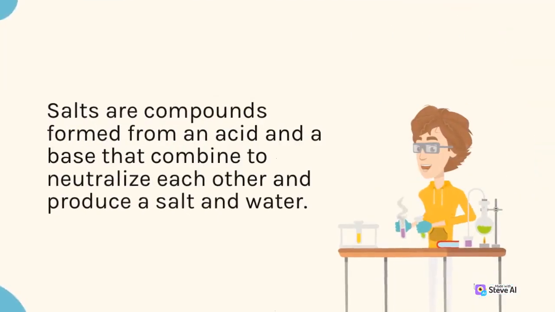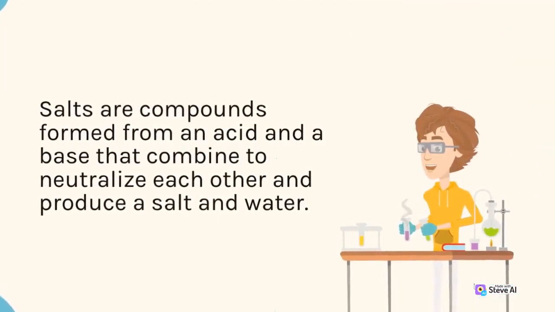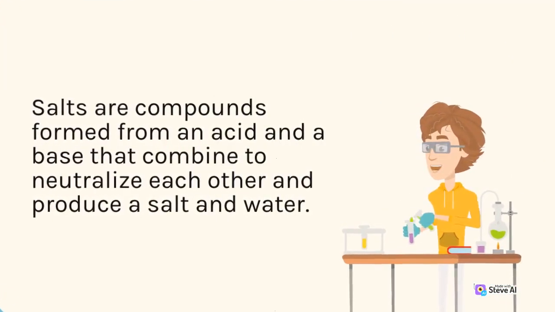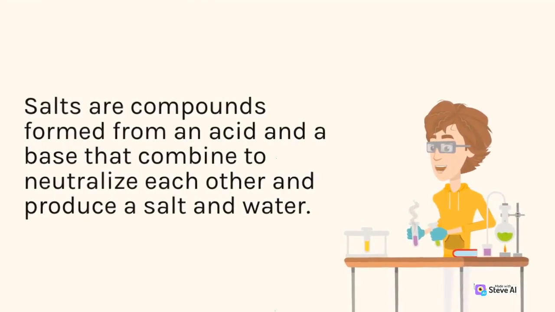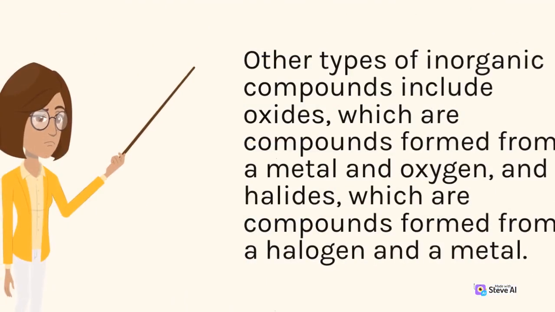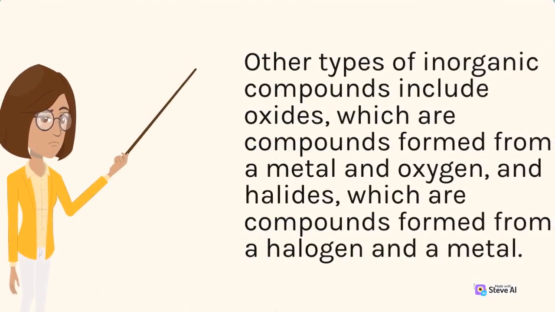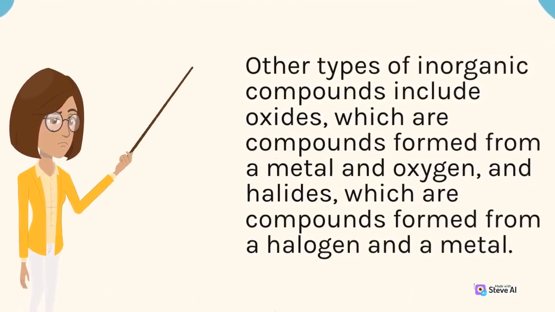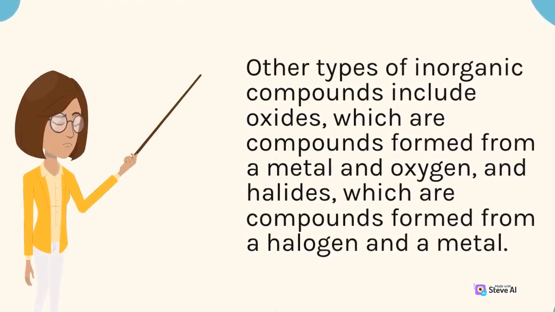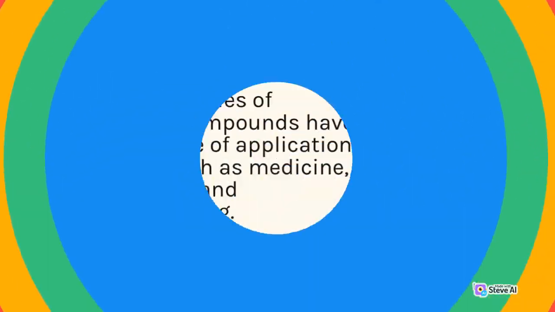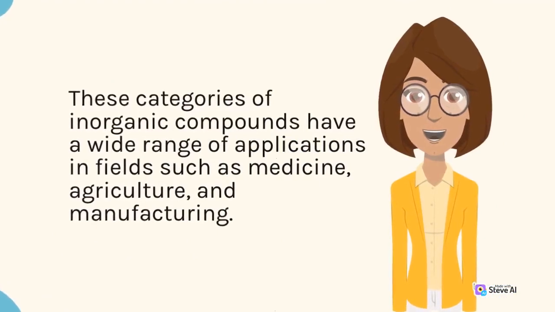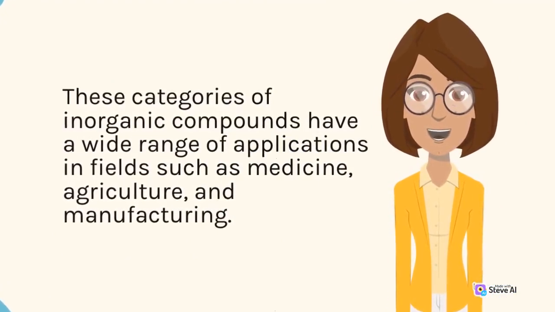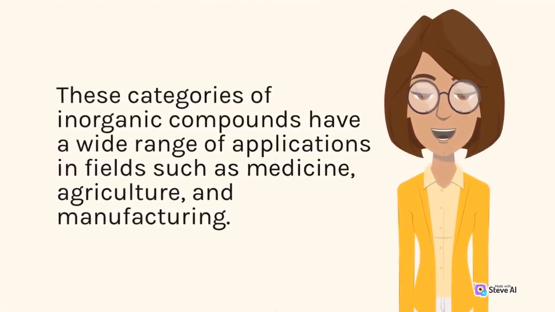Salts are compounds formed from an acid and a base that combine to neutralize each other and produce a salt in water. Other types of inorganic compounds include oxides, which are compounds formed from a metal and oxygen, and halides, which are compounds formed from a halogen and a metal. These categories of inorganic compounds have a wide range of applications in fields such as medicine, agriculture, and manufacturing.